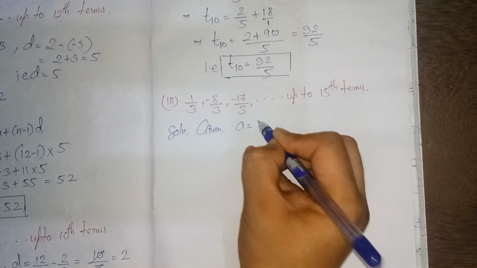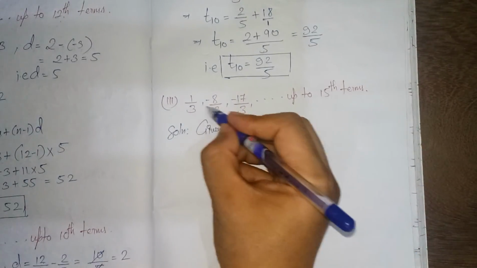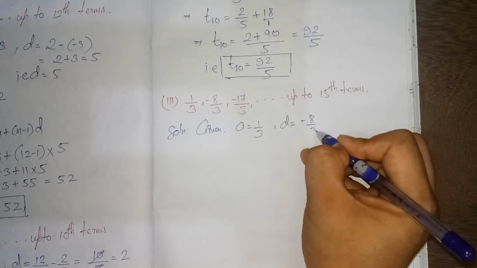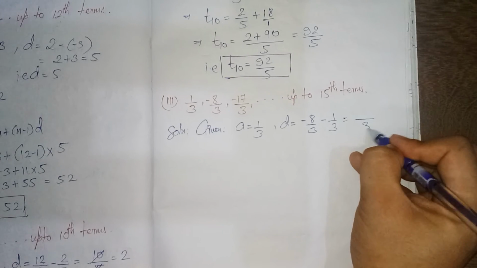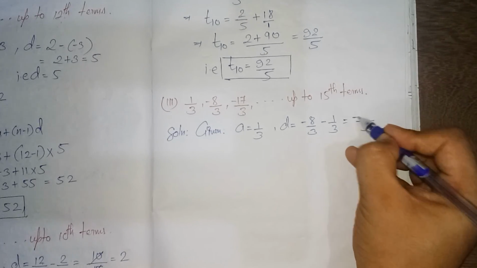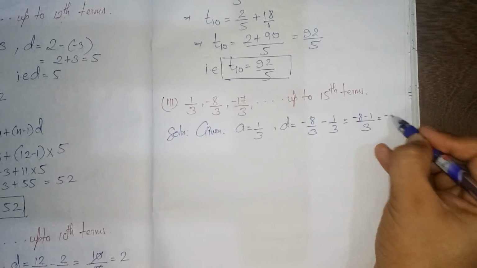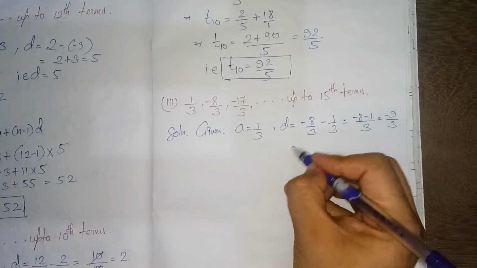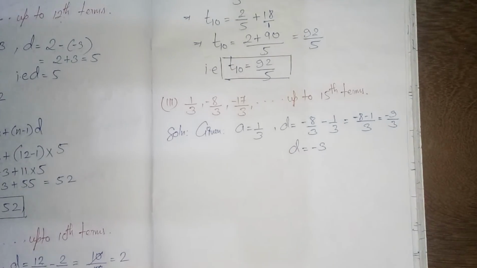a equals 1 by 3, d equals, you have to subtract the first term from the second term: minus 8 by 3 minus 1 by 3. 3 is common, so we will take the denominator as 3. After that, minus 8 minus 1, which is minus 9 by 3, so d equals minus 3. So a equals 1 by 3, d equals minus 3.